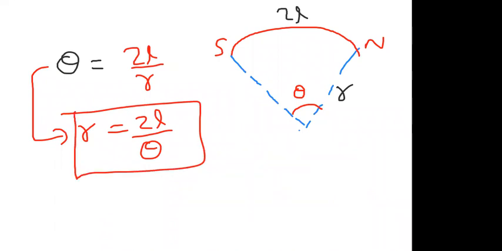Theta is the angle subtended at the center. 2L is the arc length, R is the radius. From that, R is equal to 2L by theta. Remember this one.